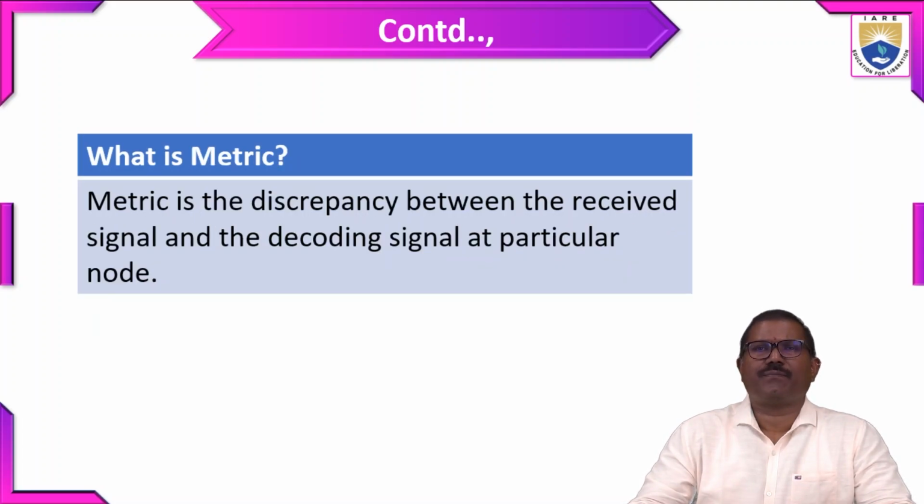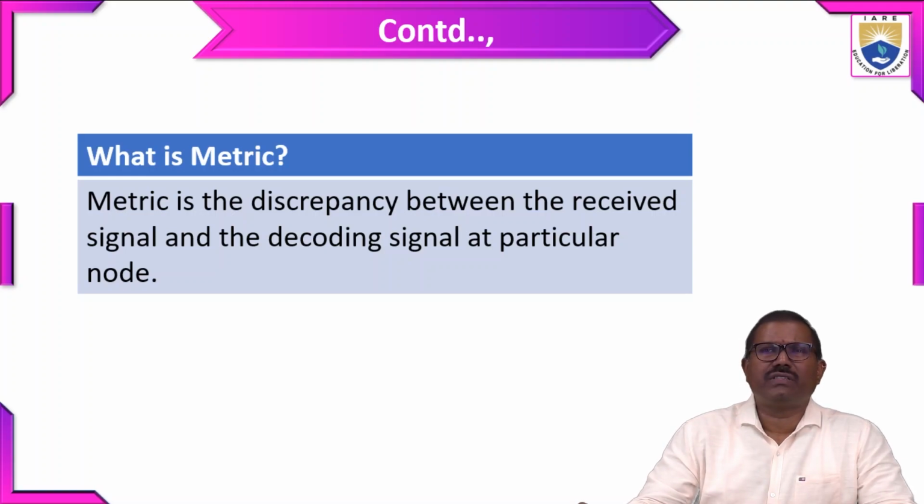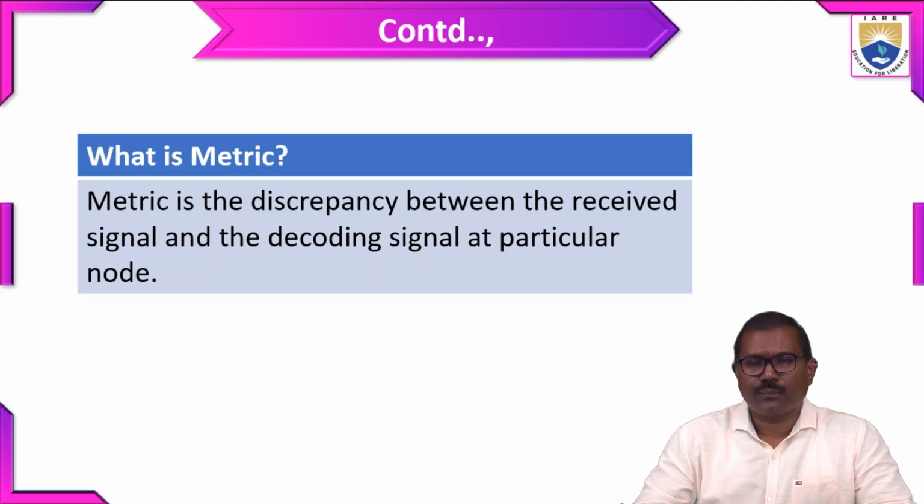What is metric? Metric is the discrepancy between the received signal and the decoding signal at a particular code or particular node. So metric is the discrepancy between the received signal and the decoding signal at a particular node.